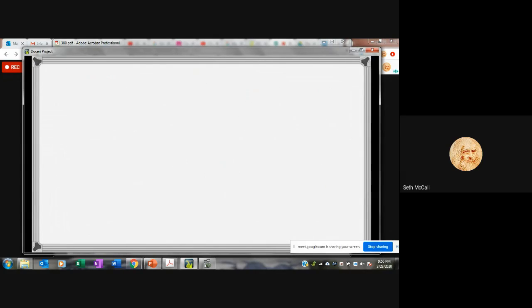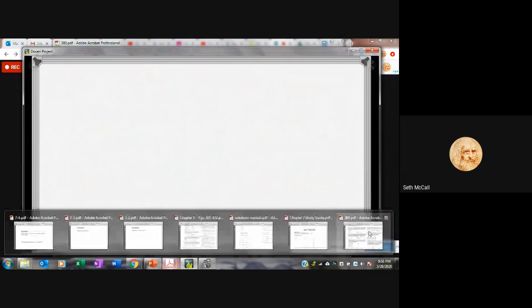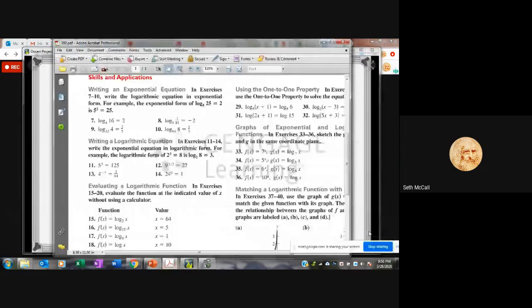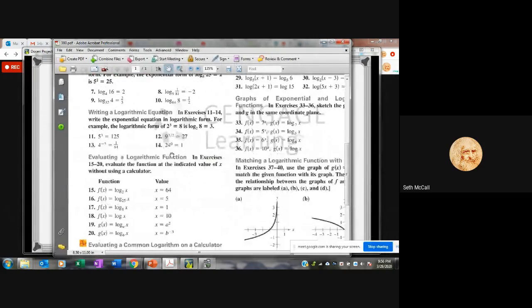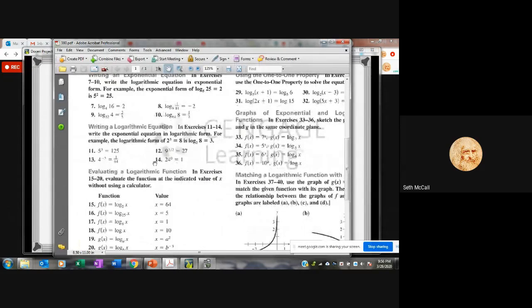Okay, so those are the first four problems from the practice problems that I wanted you to work on. The next four problems, 11 through 14, were essentially the same. However, rather than going from logarithmic form to exponential form, they have you going from exponential form to logarithmic form. So it's the exact opposite of what you just got done doing. So the first problem was 5 to the third power equals 125.